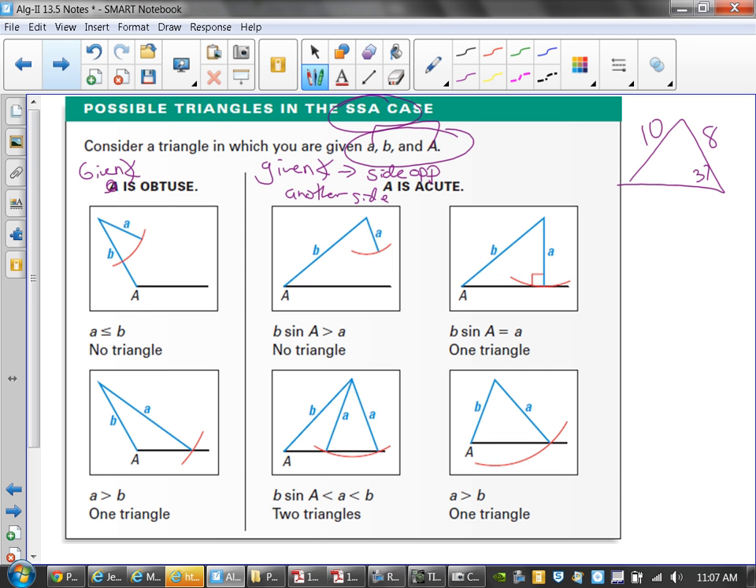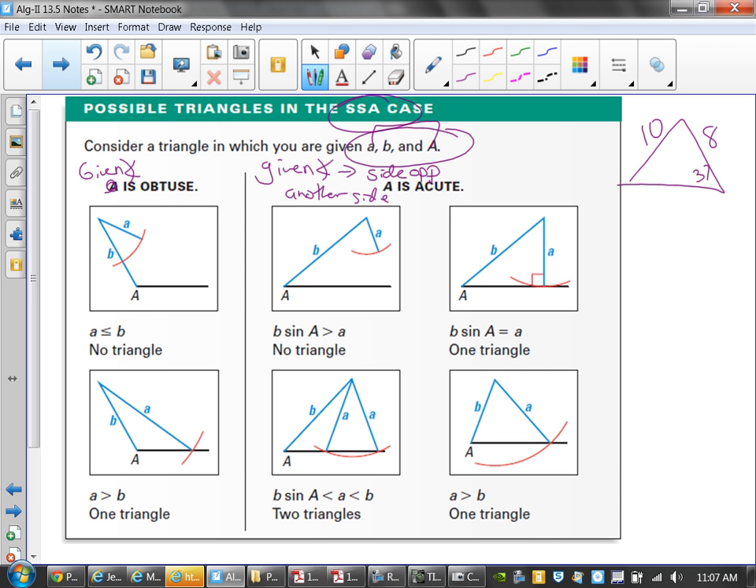If the side opposite the given obtuse angle is shorter than the other side, the triangle cannot exist. Because remember, the largest angle has to have the largest side. If you have an obtuse angle in a triangle, can any other angle be bigger than it? No. That's why it doesn't work. If it happens to be greater than the other side, then it'll work out just fine.